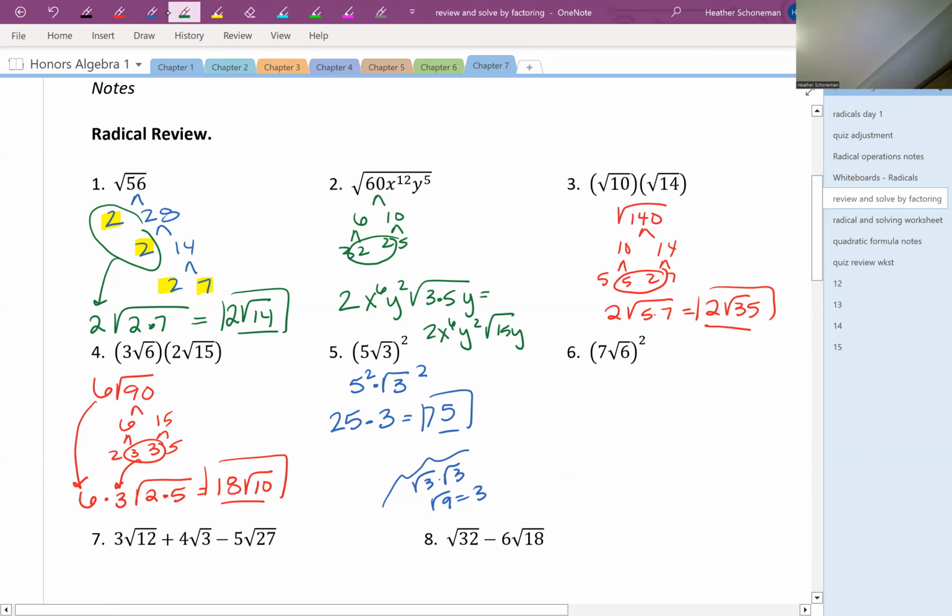Over here on number 6, 7 squared is 49. Square root of 6 squared is 6, so we have 49 times 6, which is 294.